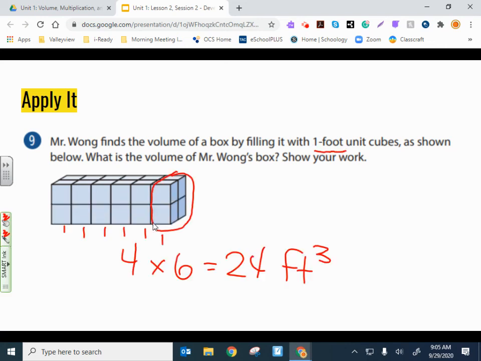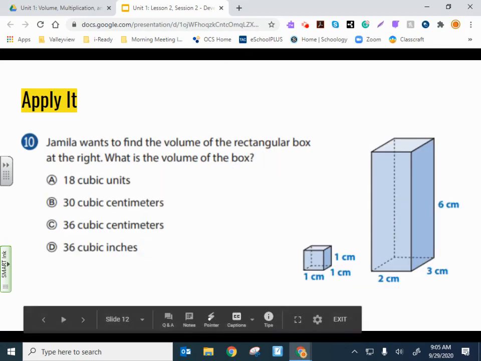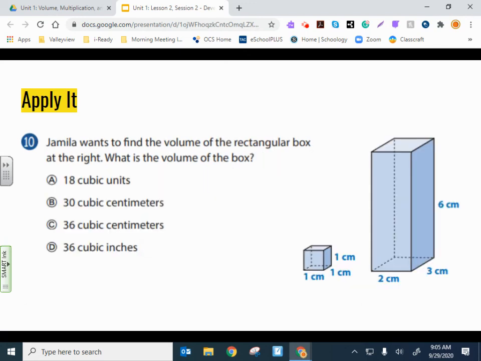And we have one more question. Last question. Jamila wants to find the volume of the rectangular box at the right. What is the volume of the box? You could pretend you have this cube and you could drop it in the box and work it like that. But I know that what I can do is take this 3 and this 2, and that's going to create a base layer of 6. And then it's 6 centimeters high, so I know that's 6 times 6, and that's going to give me 36.